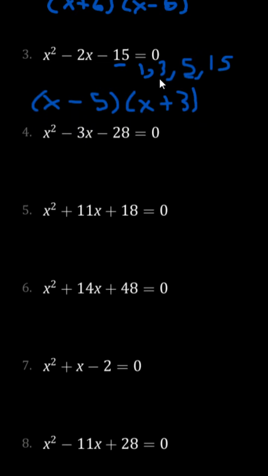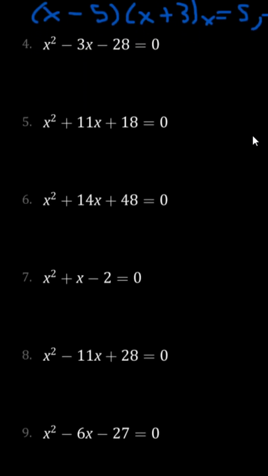Oh my gosh, I forgot. I actually have to solve this now because it's set equal to 0. Solving this, we get x is equal to 5, and x is equal to negative 3, by setting both of these factors equal to 0. And I'll keep doing this for the remainder.